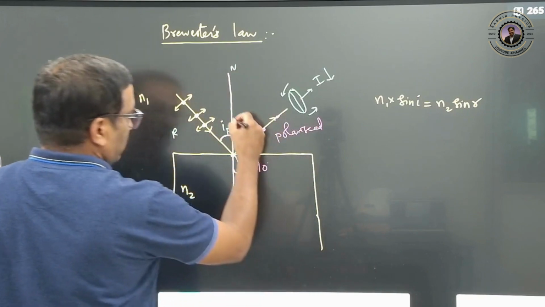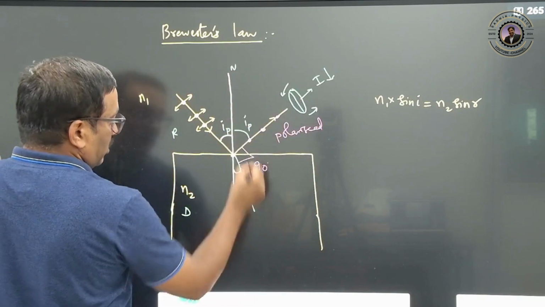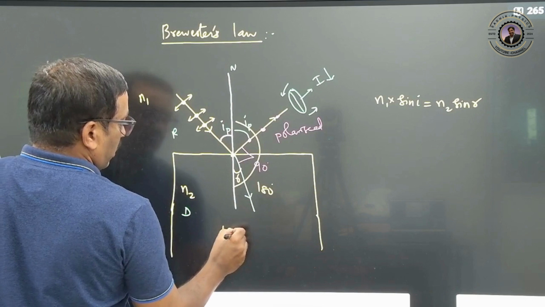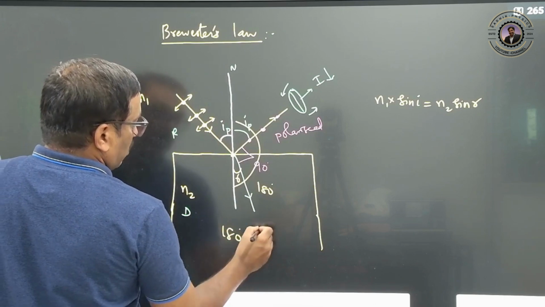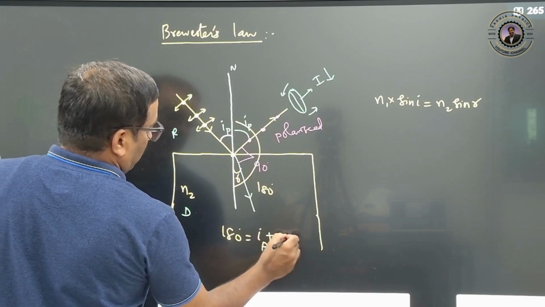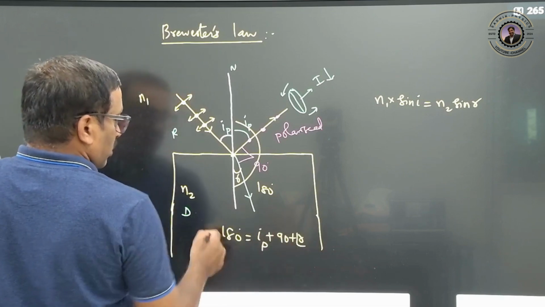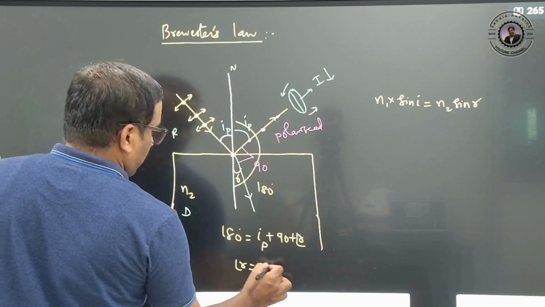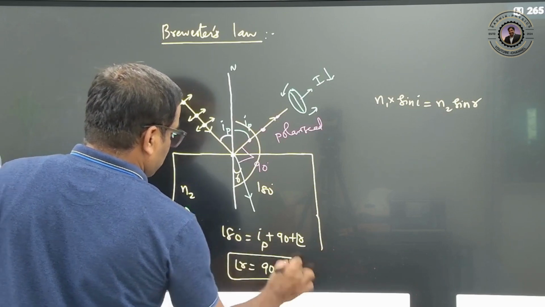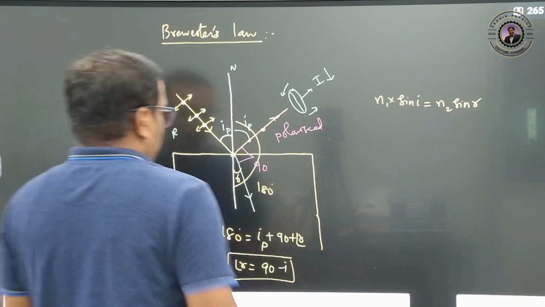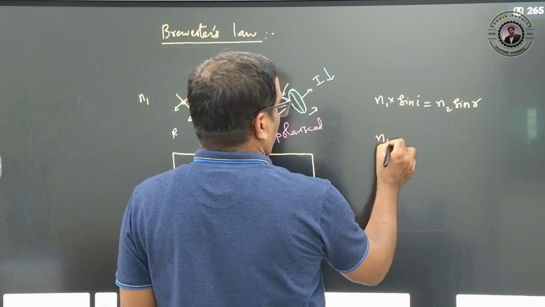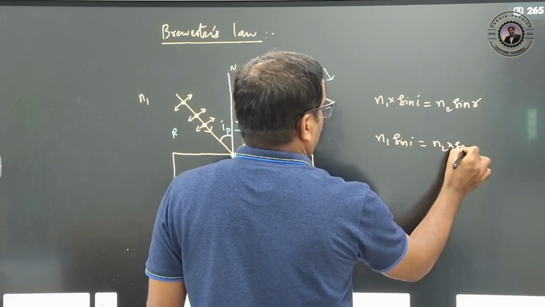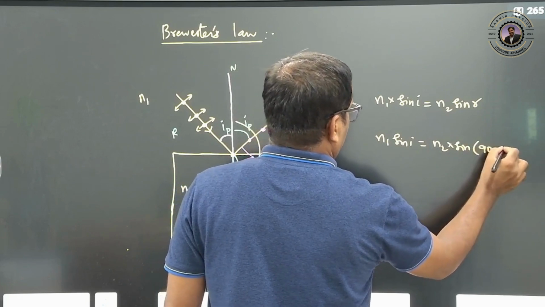What is the R value? This total is 180 degrees, so 180 degrees equals IP plus 90 plus R. So the angle of refraction can be written as 90 minus the angle of incidence. Clear? So here you can write n1 sin I is equal to n2 sin R, where R is 90 minus I.